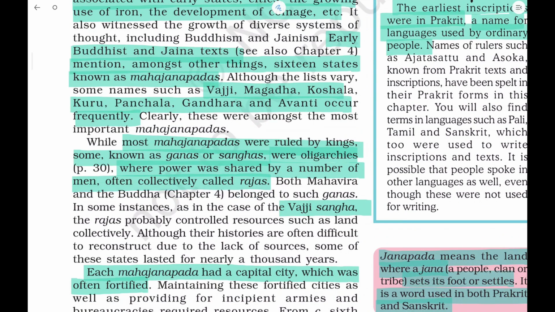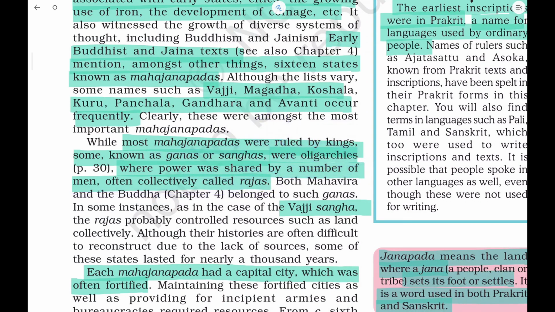Now, Mahajanpadas were also identified by two types. Some of them were oligarchies. Examples of oligarchies are Malla and Vajji. These were some of the examples of the oligarchies. Now, in some Mahajanpadas there was directly a king, and in the oligarchies, these were the places where the power was shared by a number of men known as Raja.